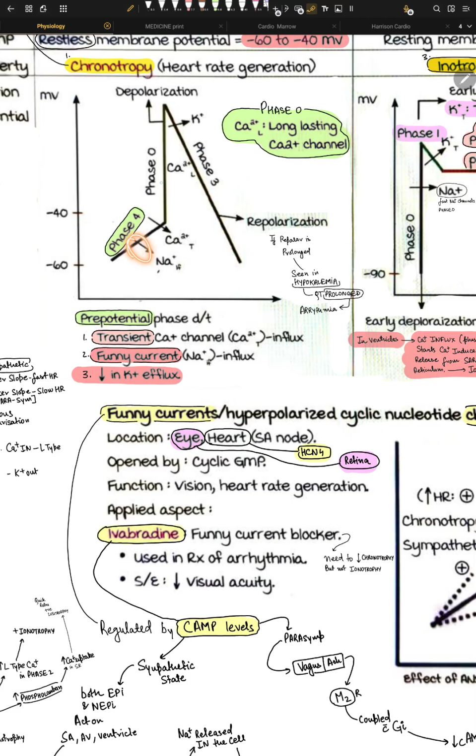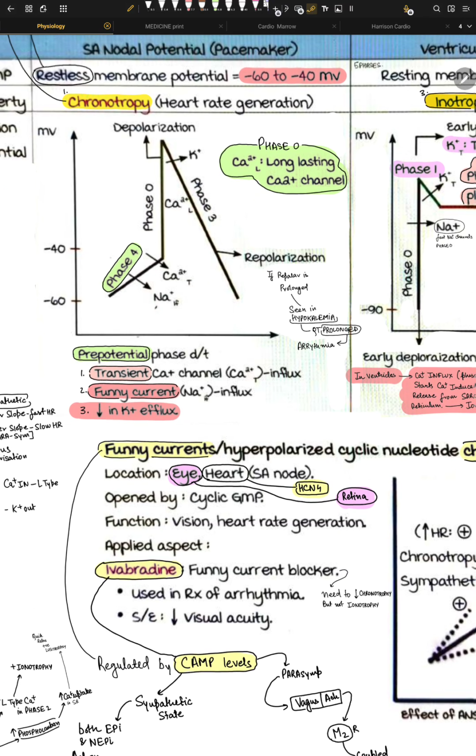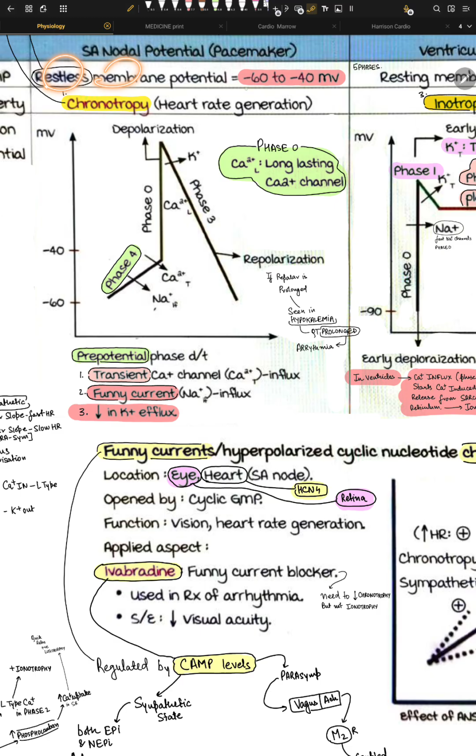So here phase 4 leads to phase 0, and phase 0 leads to phase 3, and then this whole cycle repeats. This is why the SA node is described as a restless membrane potential moving from -60 to -40. One cool thing is that our gastric cells, especially the pacemaker gastric cells, called Cajal cells, are also restless in nature. They're also moving all the time. So this is the concept of the SA node action potential.